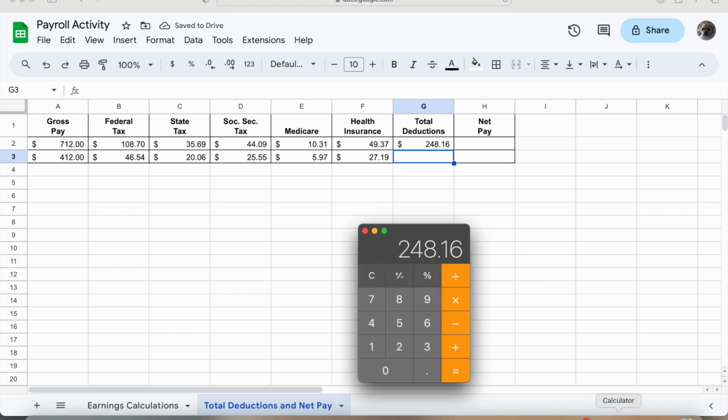For employee number 2, we take $46.54 and add $20.06 and then add $25.55 and then add $5.97 and then add $27.19. That will give us $125.31.